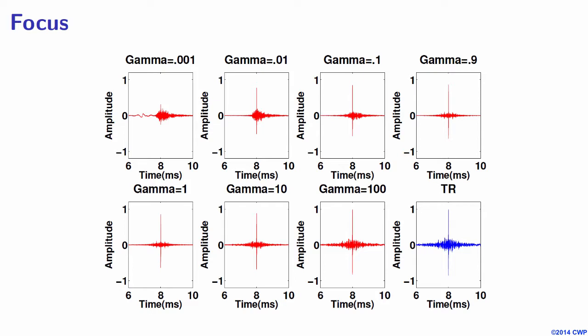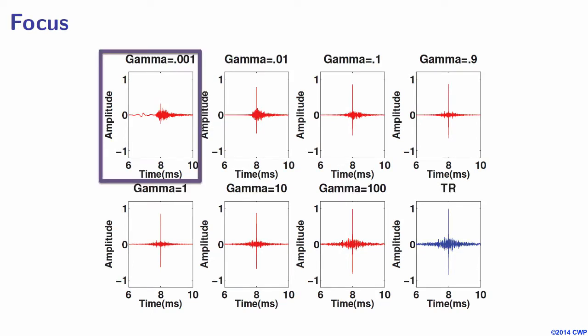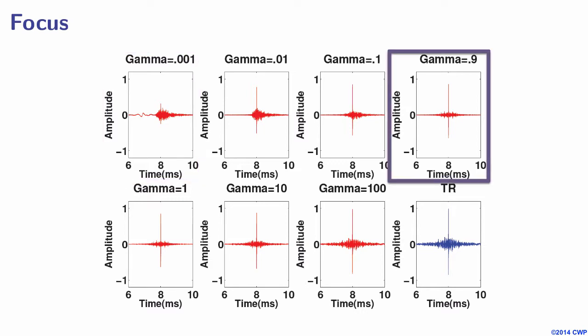In the top left, you'll see small gamma values. In the bottom right, you'll see high gamma values. In red are our deconvolution's temporal focuses. In blue are our time reversal's temporal focuses. So let's first zone in on the low gamma value. For this low gamma value, you can see we were getting exactly what we expected. More noise is starting to be incorporated, and our temporal focus deteriorates.